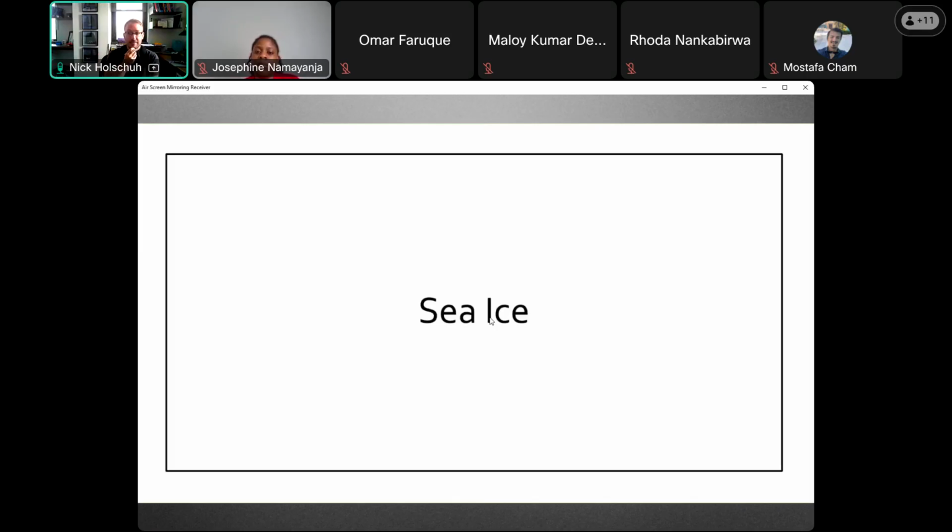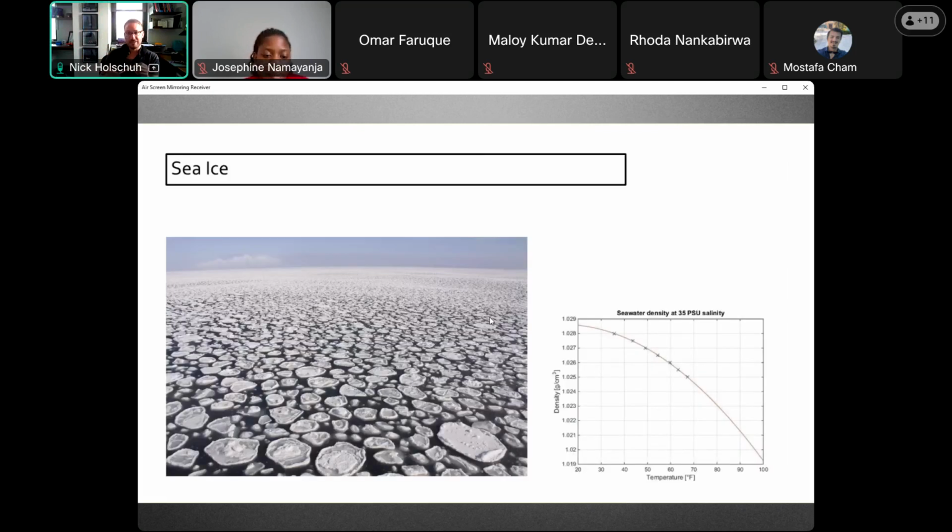Sea ice. Sea ice is different. Sea ice is not the product of atmospheric deposition of snow. Sea ice is the product of the freezing of the ocean surface. Sea ice is actually kind of an interesting thing for one very important reason. Water's density is temperature dependent. Saltwater, like the ocean, experiences increasing density with decreasing temperature. As salt water gets colder and colder, it gets more dense.